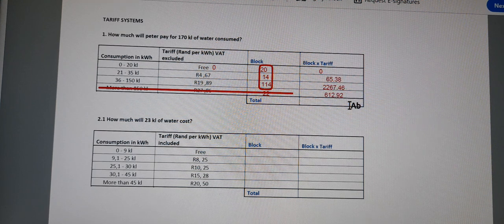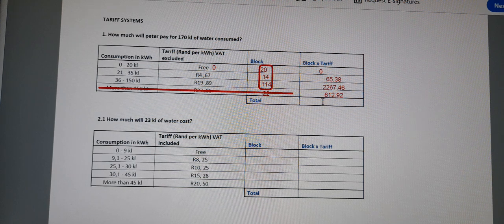Okay, then we put our numbers. Then we add, we get the total. And the total will be, okay, I need to move a bit. It's 65.38 plus 2267.46 plus 612.92. And then we get our total there.